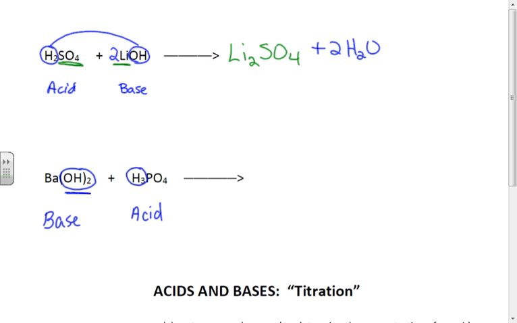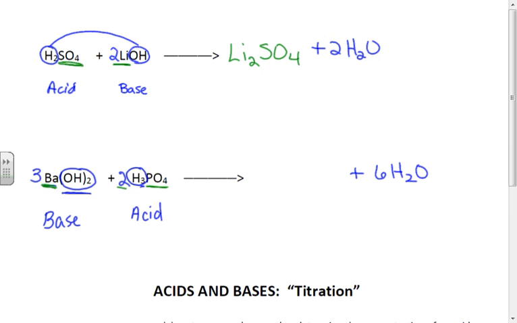So think about, what do I need to multiply 2 by in order to get 6? I have to multiply it by 3. And then what do I have to multiply 3 by in order to get 6? I have to multiply it by 2. So in writing those coefficients out front, we have 6 hydroxides and 6 hydrogens, so they're going to come together to make 6 water molecules. And whenever we do that, we're going to have 3 bariums left over here. And we're going to have 2 phosphates left behind.